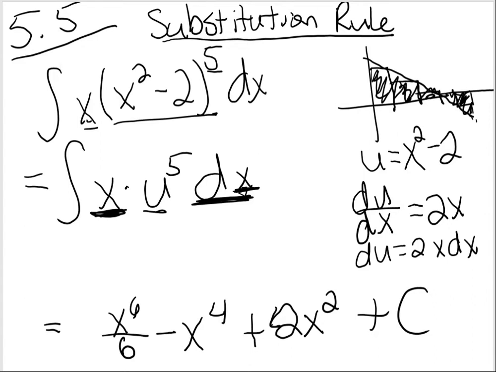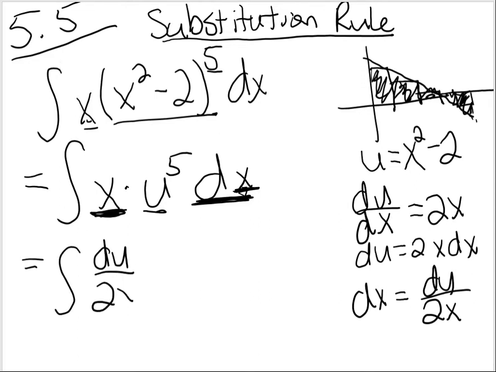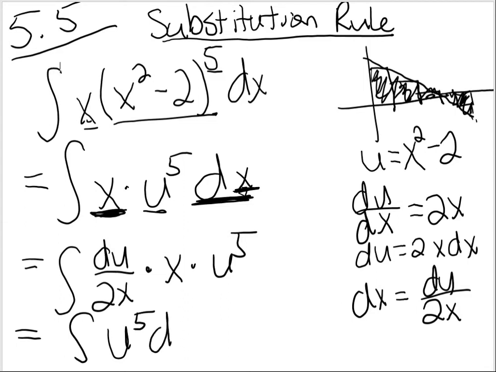So if we had 2x dx, we could substitute. Another way of thinking about this too is we could solve for dx, and what do we get? We get dx is du over 2x. So what does that give us? Well, now we can substitute in dx, and we get du over 2x times u to the 5th, or simplified, that would be u to the 5th du.